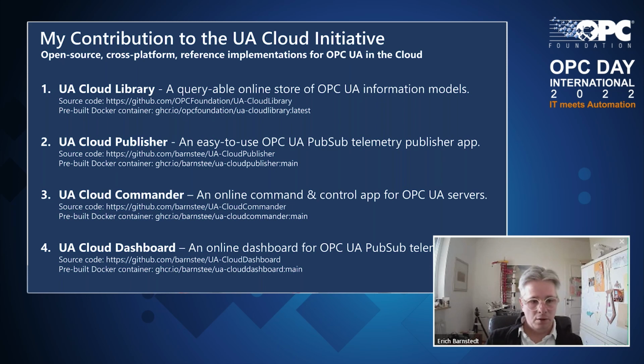So all of those are available in my personal GitHub repo. There are pre-built Docker containers, so you don't even need to clone the repo or anything like that. You just run it. You just need a Docker environment to run it in, of course. And then the UA Cloud library is obviously on the official OPC Foundation GitHub repo. So have a look at those. Maybe they're useful to you. I would hope so. And then let me know if you have any feedback or improvement suggestions.